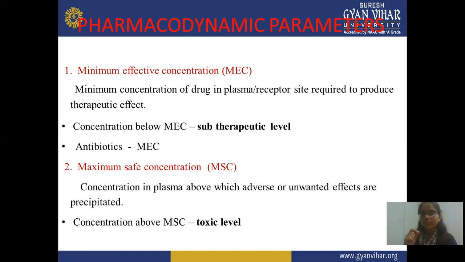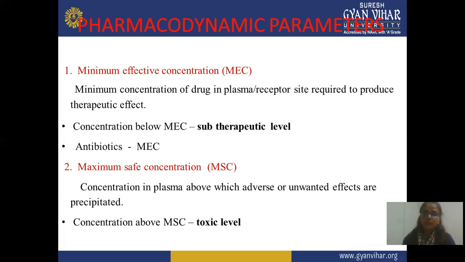So this is the minimum concentration, or starting point, at which the drug starts showing effect in your plasma or at the receptor at a particular site to produce the therapeutic effect. Below this MEC there is another level, known as the subtherapeutic level. The example here is an antibiotic type of drug.